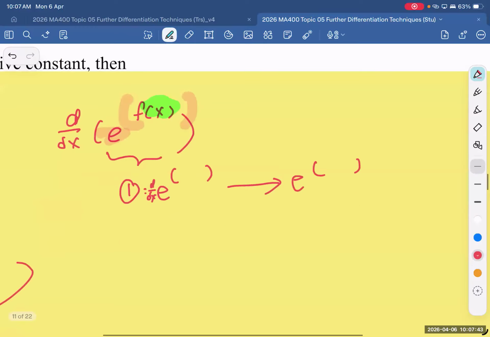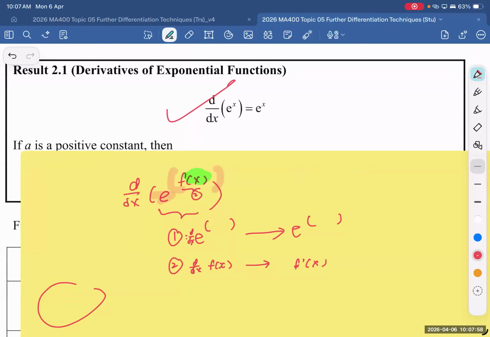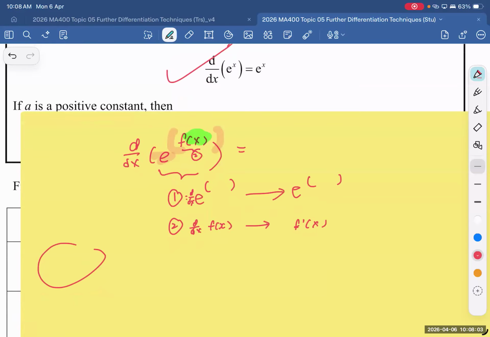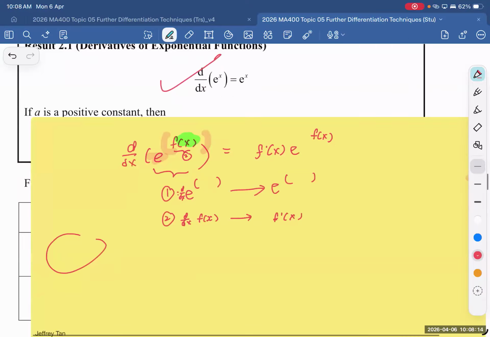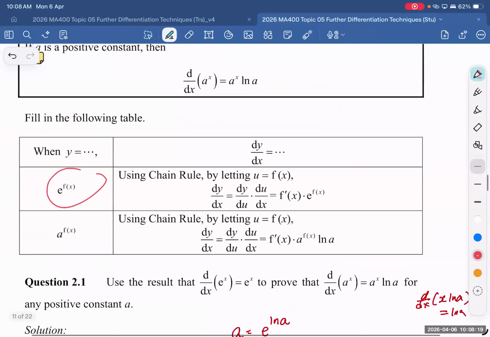Layer 2, pay attention. If you differentiate f(x), what do I get? I just get f prime. No big deal, right? So e power blank times f prime, and if I multiply them together, this gives me f'(x) e^f(x). Okay? Can? That explains formula number 2.